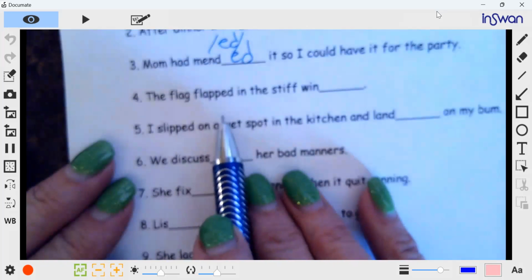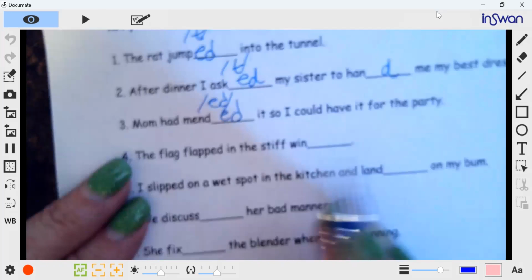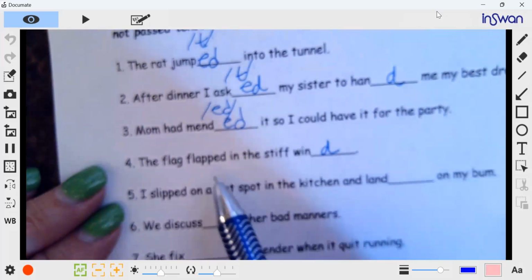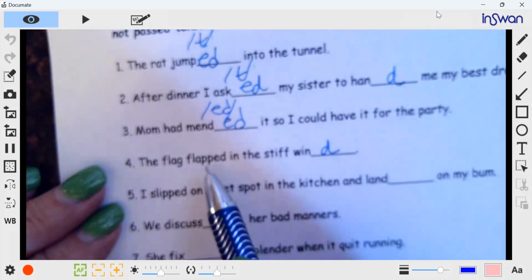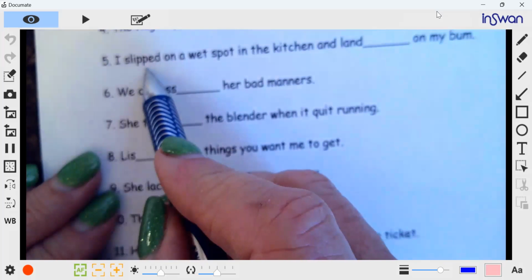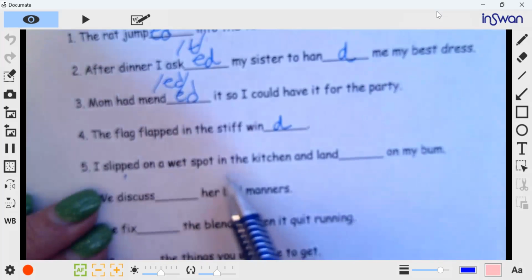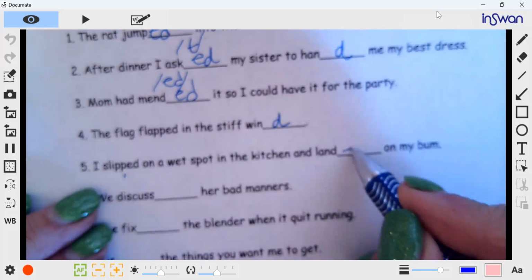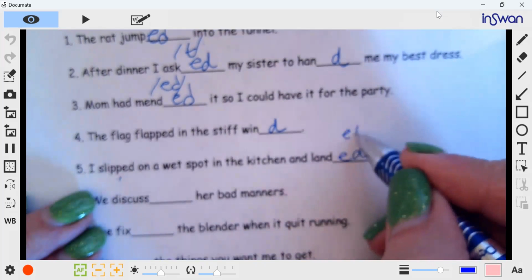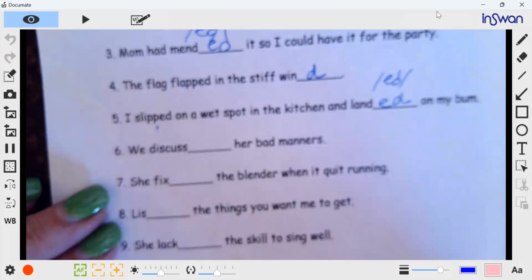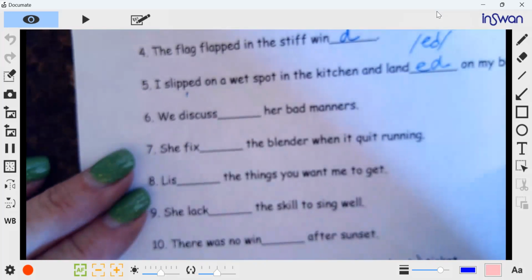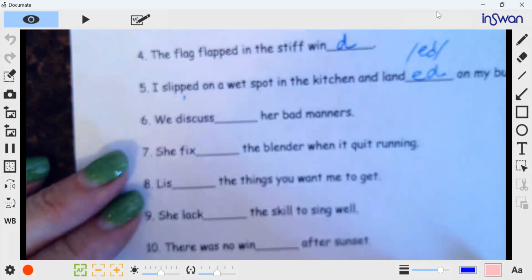The flag flapped in the stiff wind. Just D by itself. So I didn't leave this open because this has a doubling rule of flap, and I didn't want to go do that yet. The same with the word slipped. I slipped on a wet spot in the kitchen and landed on my bum. So that sounds like Ed. We have a name Ed in English. What if we said Ed landed on his bum? That could be kind of confusing for kids, right?